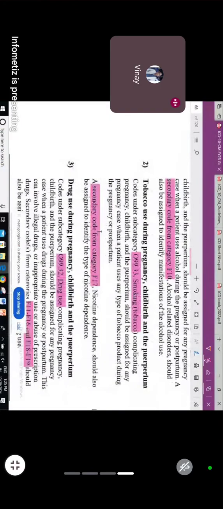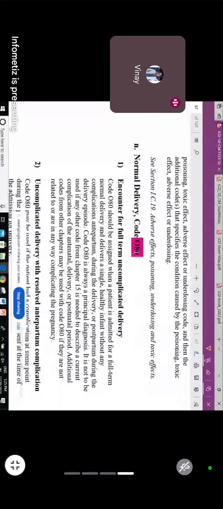Okay, normal delivery, O80. The lady does not have any complication. She just came to the hospital. She got labor and she gave birth to a single healthy baby via normal delivery. Normal, not cesarean. Cesarean means it's a complication. The lady had some complication, that is why they have chosen cesarean.